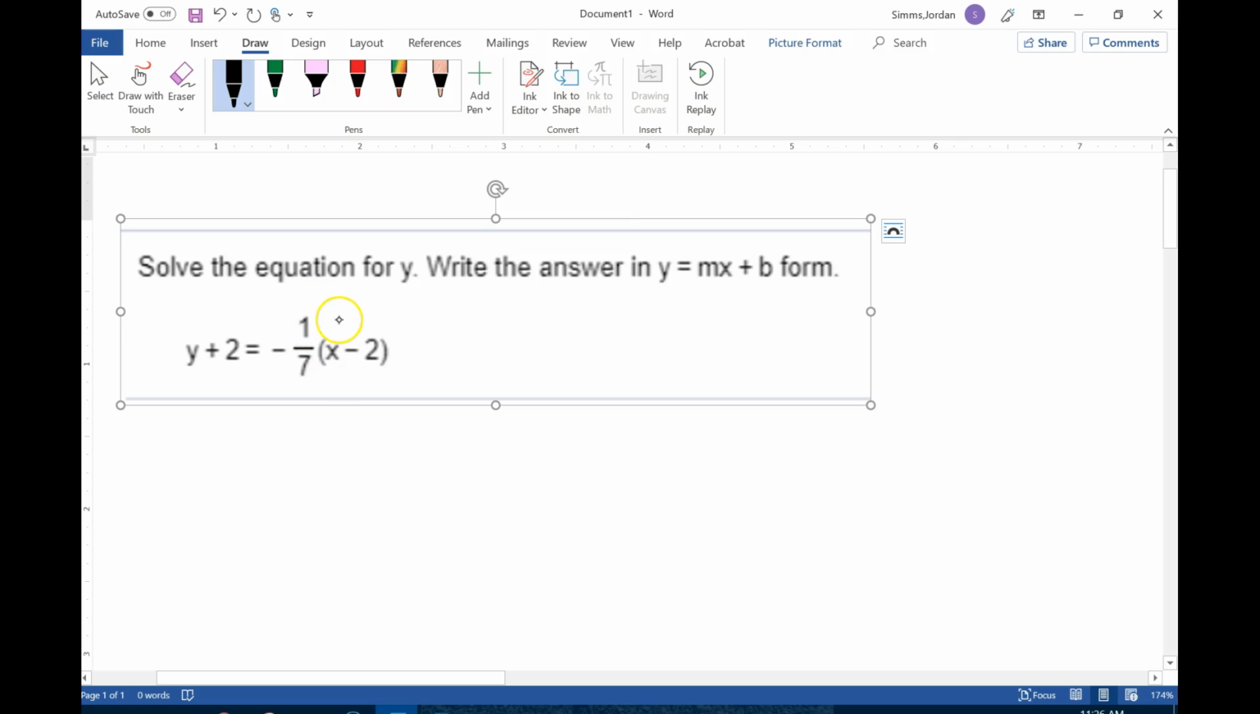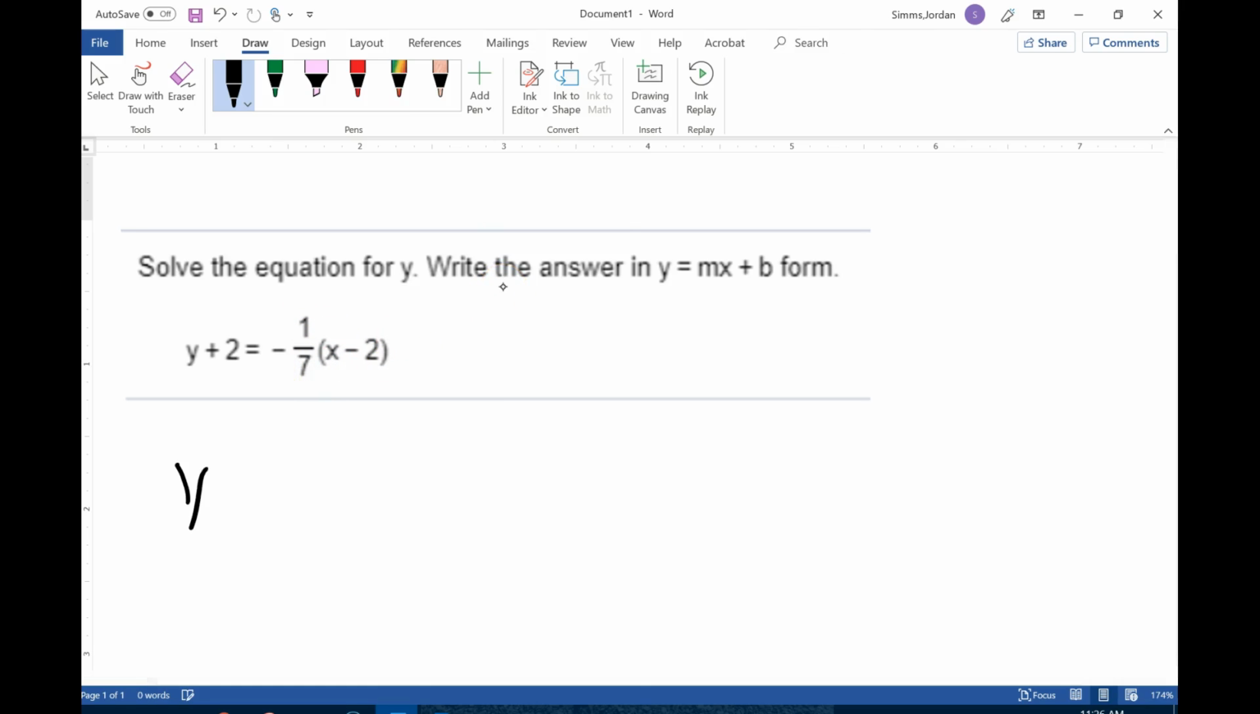They're unlike terms, so we have to distribute, which means we're going to multiply both terms, x and -2, by this fraction out here. So when we multiply anything by a fraction, we're basically just dealing with the numerators here, and the denominator will come through. So what that's going to look like, that's going to be y plus 2. Now, -1 over 7 times x is just negative x over 7. Right? The 1 is up here too. You don't have to write the 1 because 1x, I'm just writing that as x.